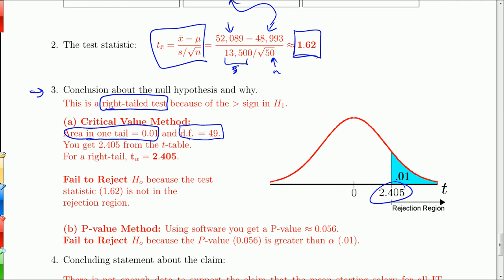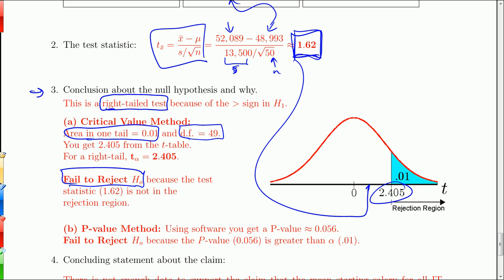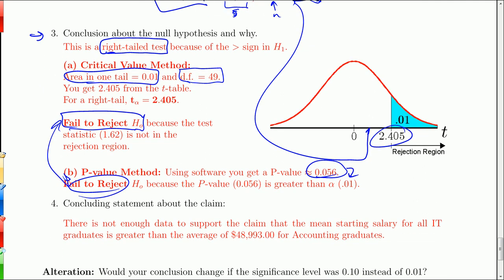That's my critical value. And if you look at my test statistic, that is over here somewhere. That is not in the rejection region. So we failed to reject the null hypothesis. If you use software, you get a p-value of 0.056, which again is bigger than alpha, and you fail to reject. So either way, using the table or with software, you fail to reject the null hypothesis.